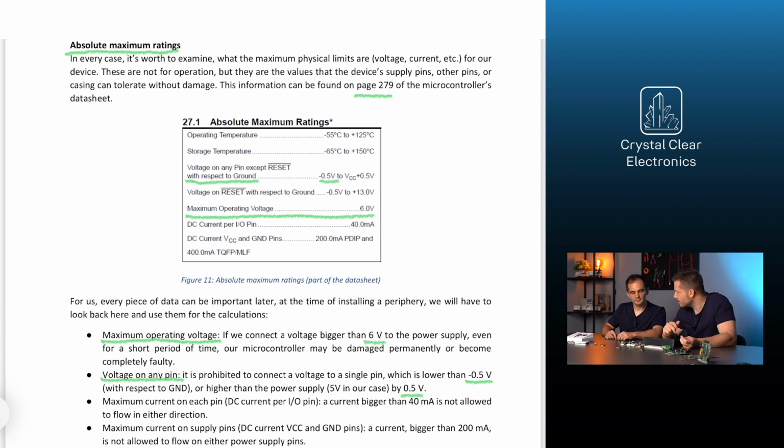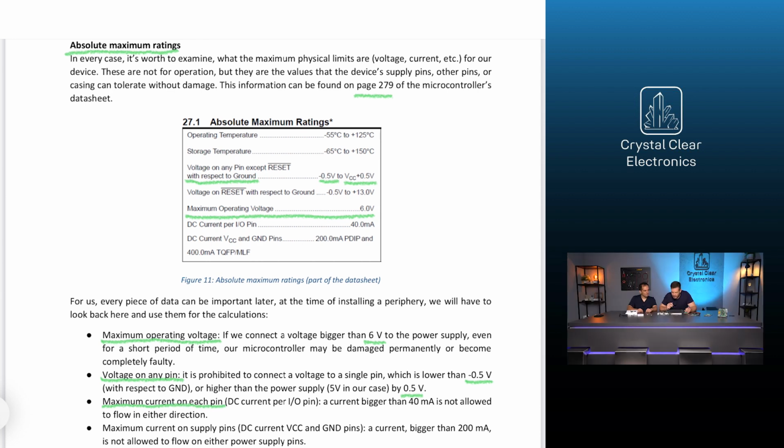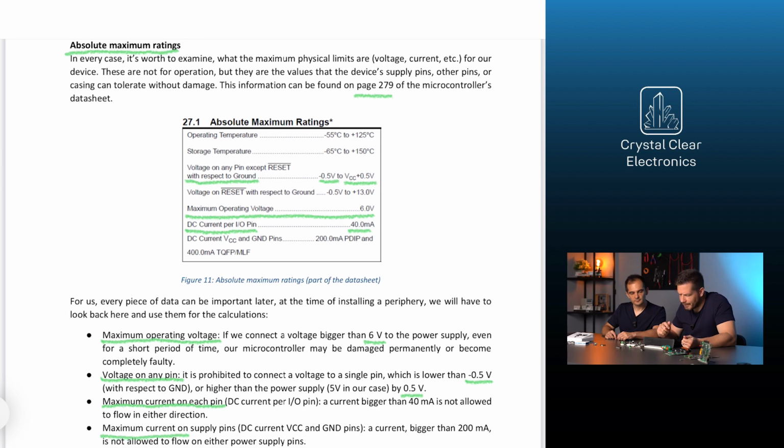Maximum current on each pin, DC current per I/O pin. A current bigger than 40 milliamps is not allowed to flow in either direction. Maximum current on supply pins, DC current VCC and ground pins. A current bigger than 200 milliamps is not allowed to flow on either power supply pin.